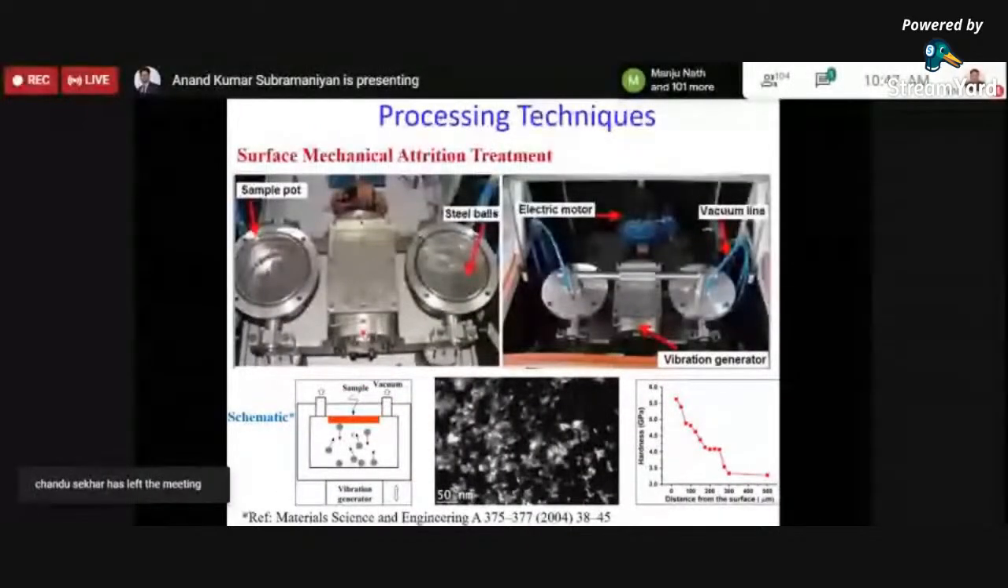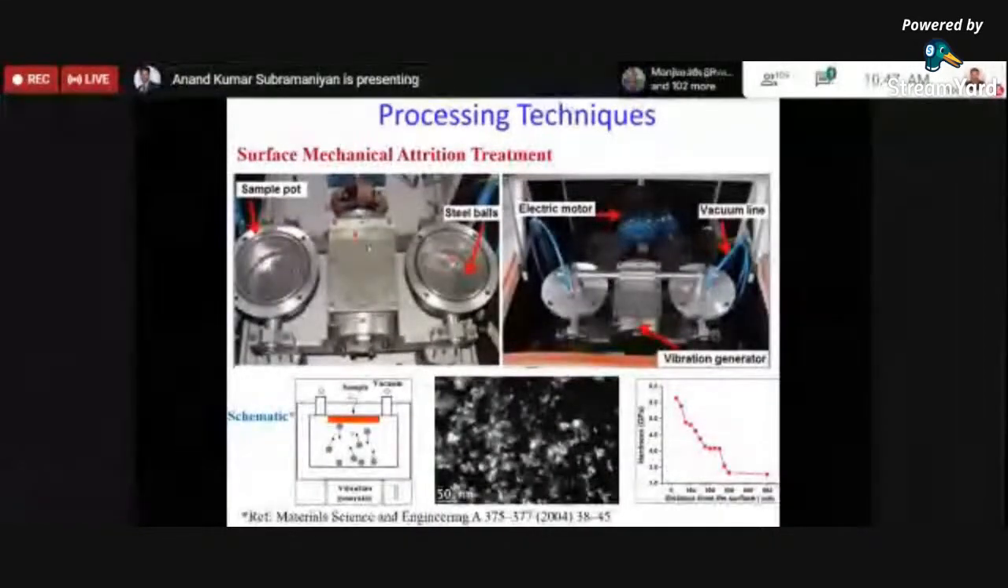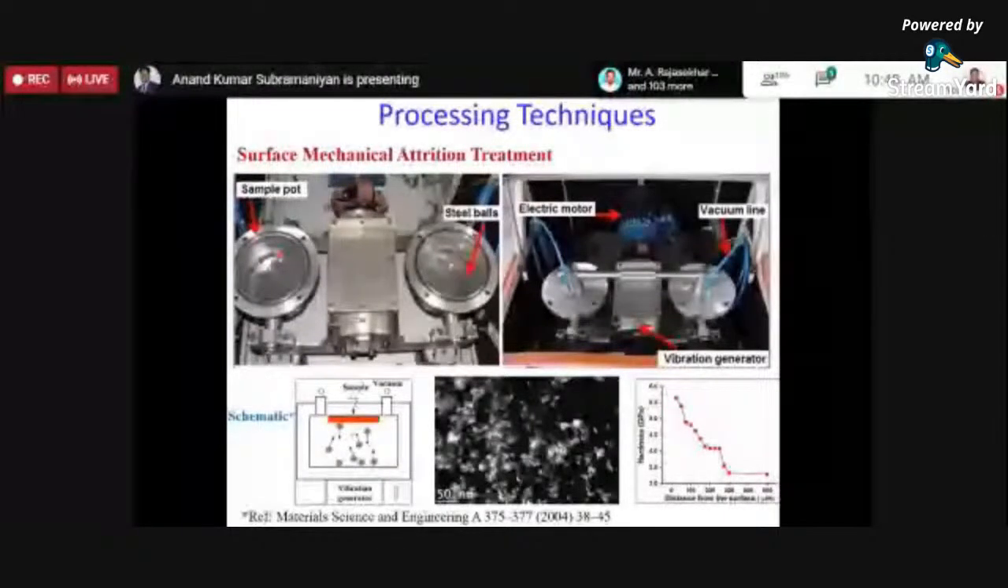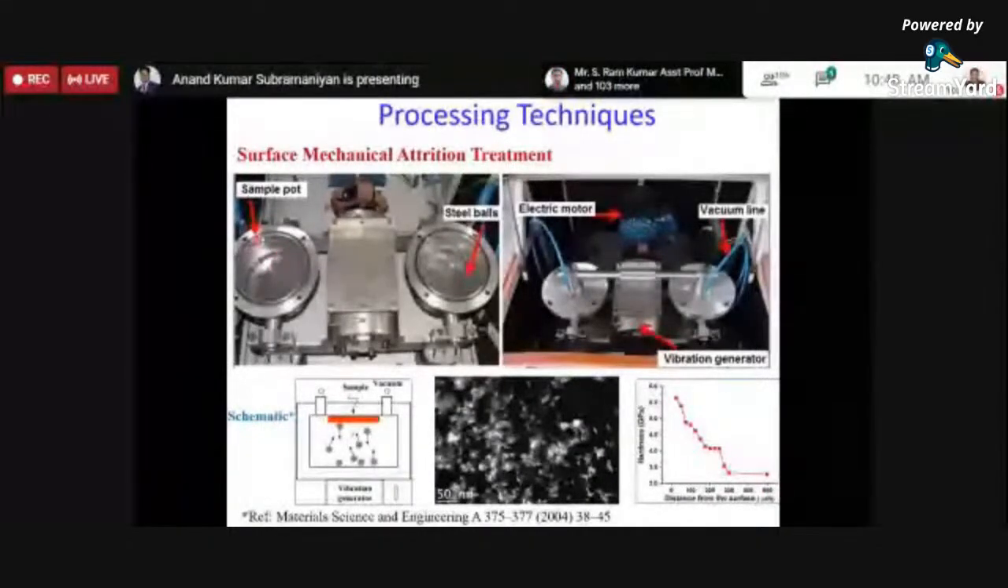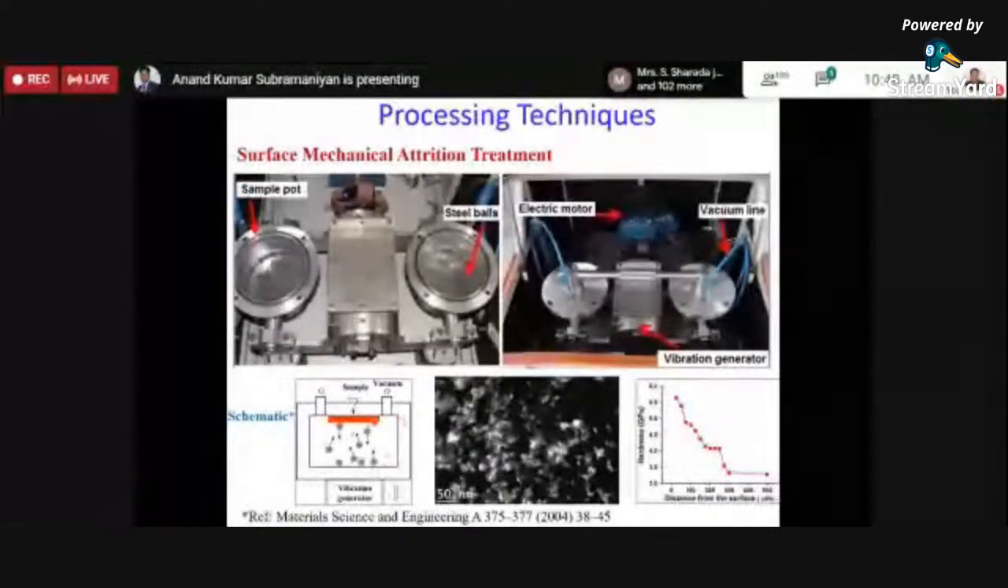So the other technique is surface mechanical attrition treatment, which is also in short called the SMAT process. This is the schematic view of how the total setup appears. This is by and large very similar to the shot peening process, but there is a slight difference in terms of operation. You can see that this is the sample part, and the sample will be fixed at the top. In this schematic, the steel shots are placed at the bottom, and the sample will be placed at the top, right?